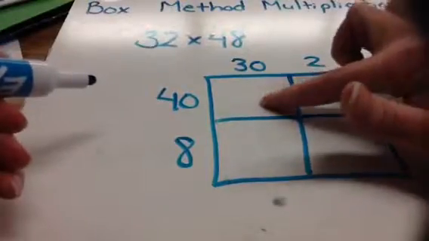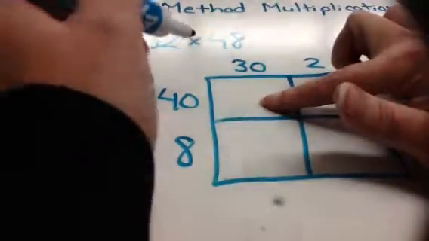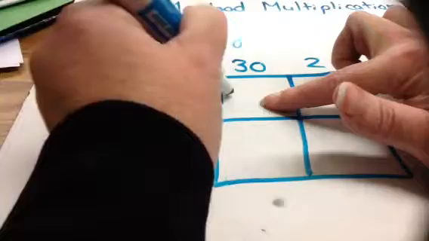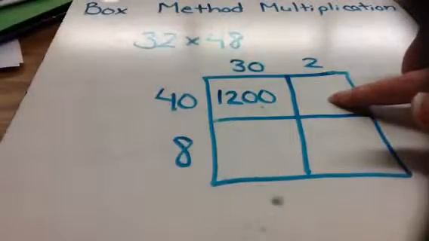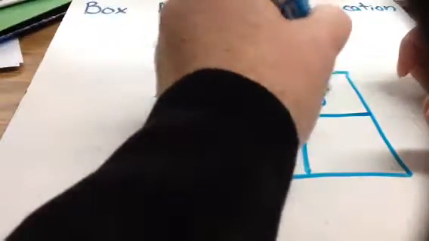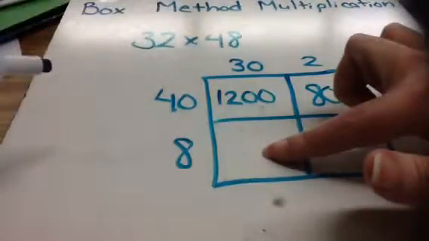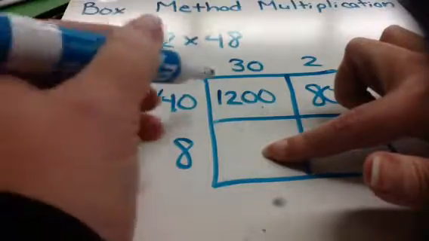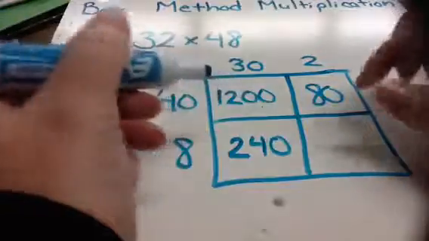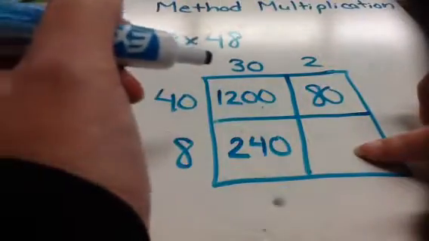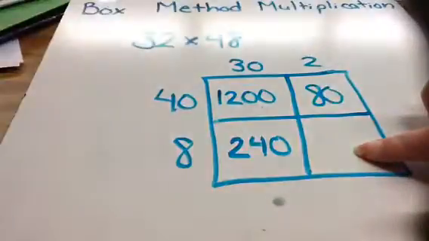And in this box I'm going to multiply 30 times 40. 3 times 4 is 12. Add 2 zeros. And in this box I'm going to multiply 2 times 40. 2 times 40 is 80. And in this box I'm going to multiply 30 times 8. Well, 3 times 8 is 24, and then add 1 zero for that 30. And in this box I'm going to multiply 8 times 2, which is 16.